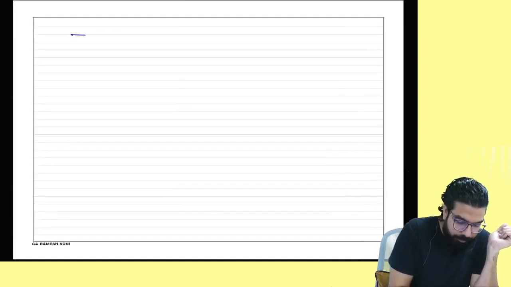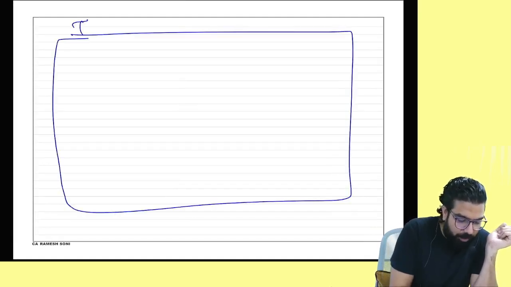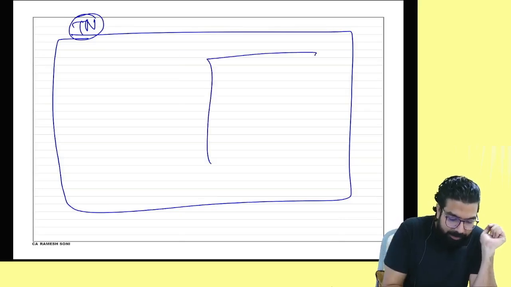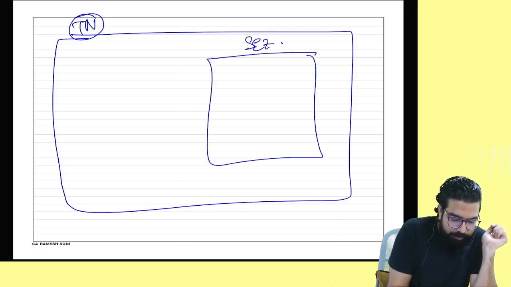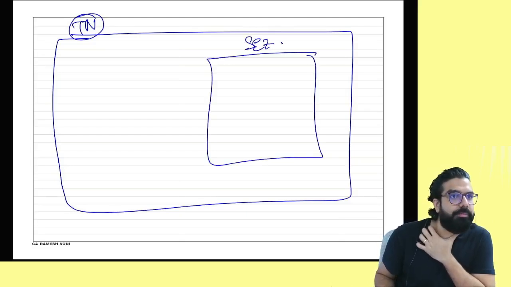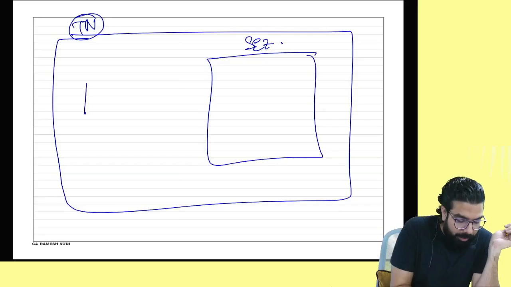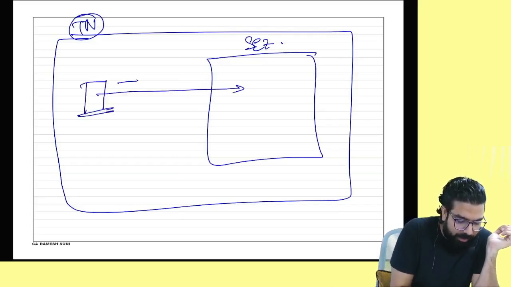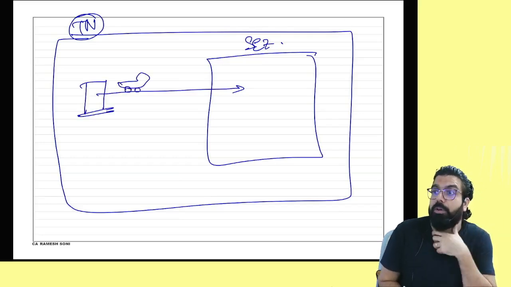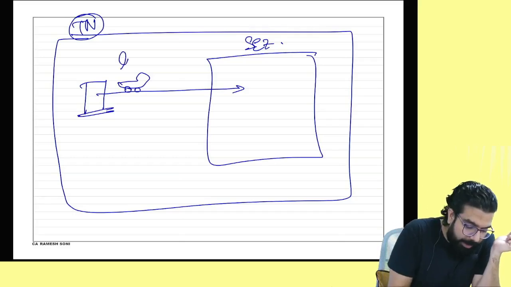Everyone here, this is the state of Tamil Nadu. And suppose this is an SEZ unit. Okay? Supplying to SEZ is intrastate or interstate? Interstate. Suppose I am over here and I am sending the goods to SEZ. Intrastate movement or interstate movement? Tell me. Interstate supply, right? Interstate.